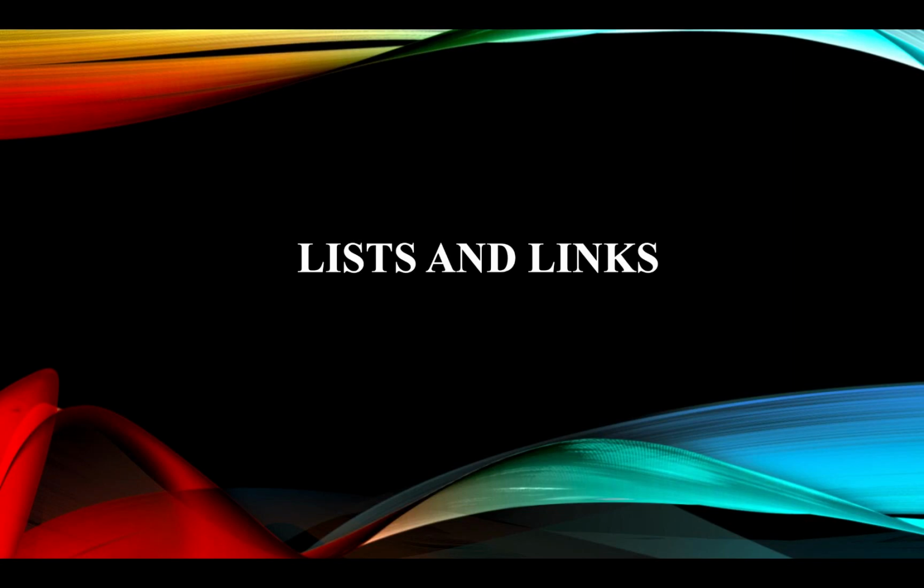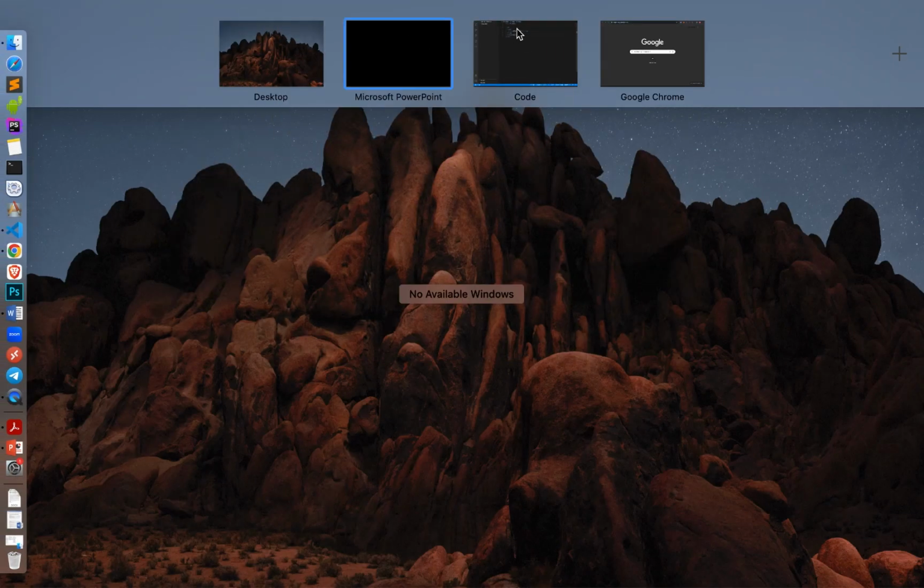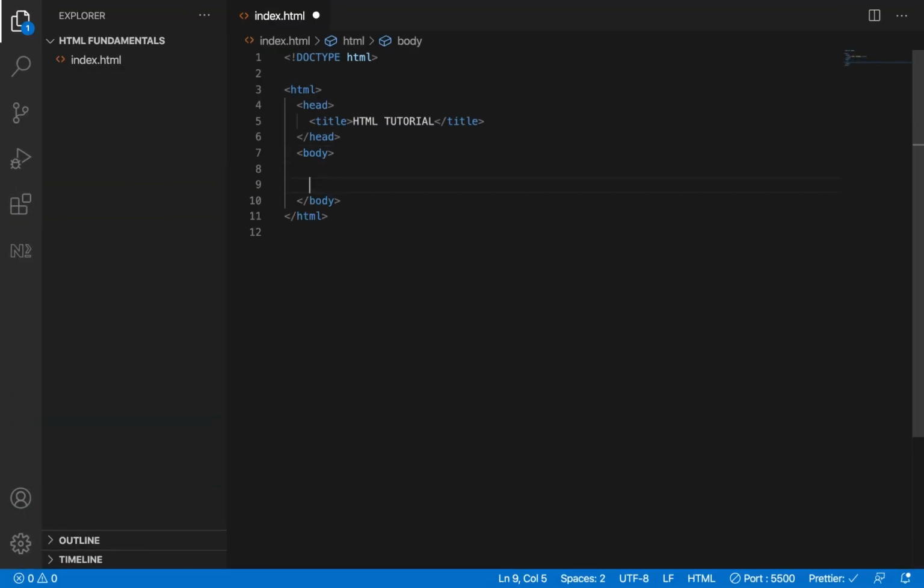Another lecture of this series, Web Technologies. In this lecture, we'll be discussing HTML lists and HTML links. Now, HTML lists, we have three basic HTML lists. One, we have the ordered list, two, unordered list, and three, we have the definition list. Now, let's open our Visual Studio to code this.